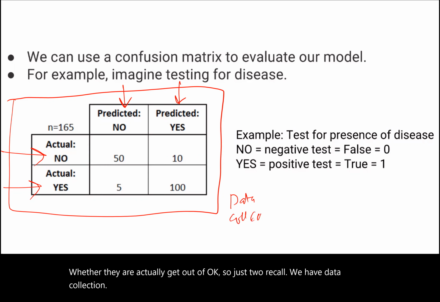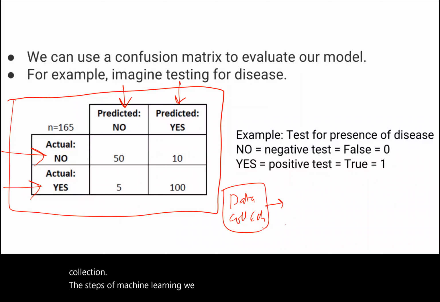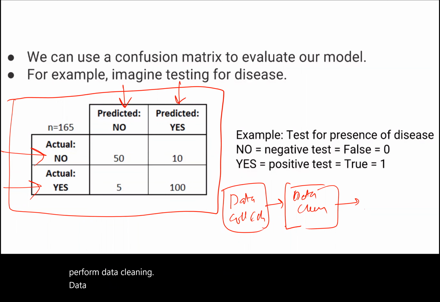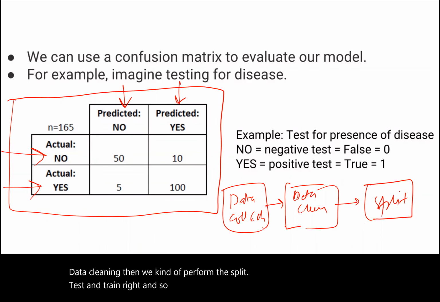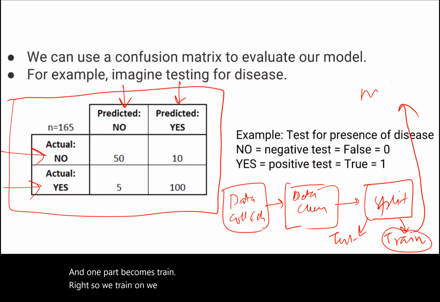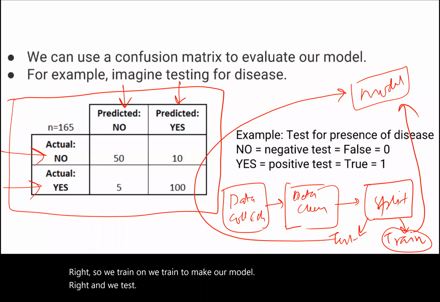Okay, just to recall the steps of machine learning. We do data collection, then we perform data cleaning, then we perform the split into test and train, right? One part becomes test and one part becomes train. So we train to make our model, and we test our model using the test data set, right?